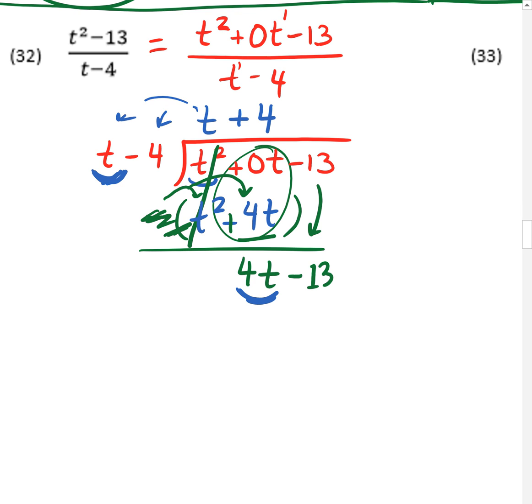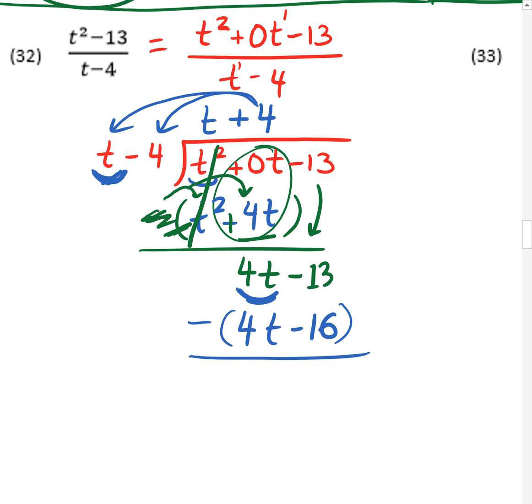And now I'm going to multiply the 4 that I just wrote as part of the quotient by both terms in the divisor. 4 times t, and then 4 times negative 4. 4 times t is 4t. 4 times negative 4 is negative 16. And now I'll try to subtract those guys. That minus is going to distribute to make this 4t negative and make this 16 positive.